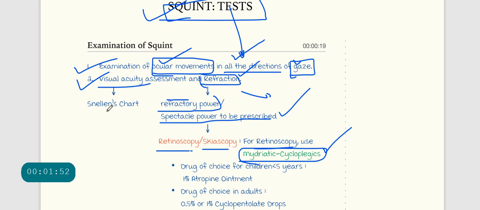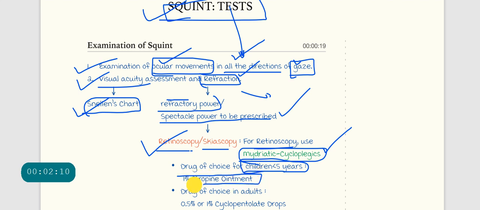For visual acuity, we are going to use the Snellen chart. Very simple. And for spectacle powers, we are going to use retinoscopy. For retinoscopy, in children less than 5 years, we are going to use 1% atropine ointment. Remember, 1% atropine ointment is used in children less than 5 years. And the drug of choice in adults is going to be 0.5 to 1% cyclopentolate.